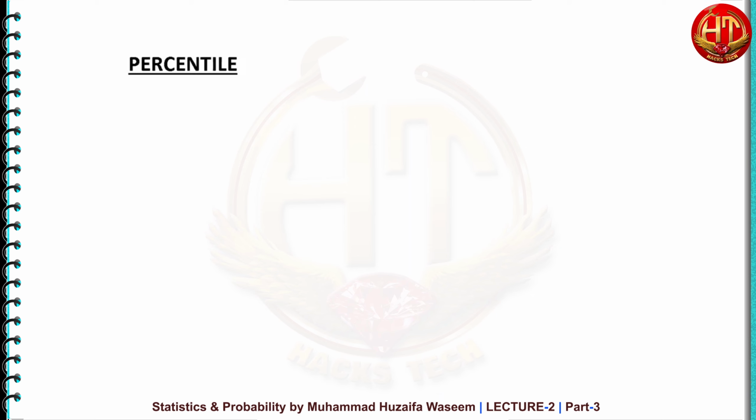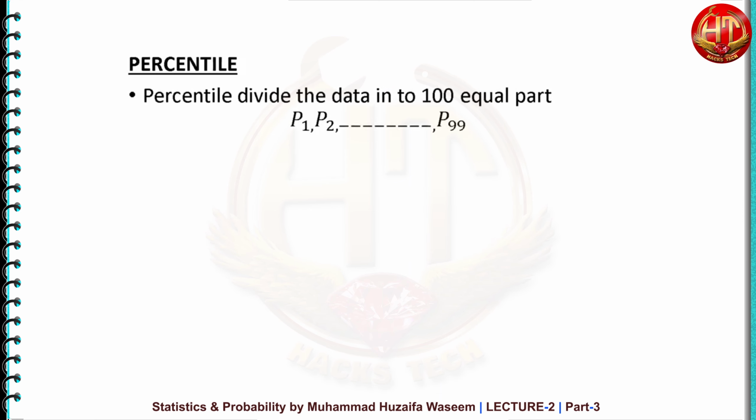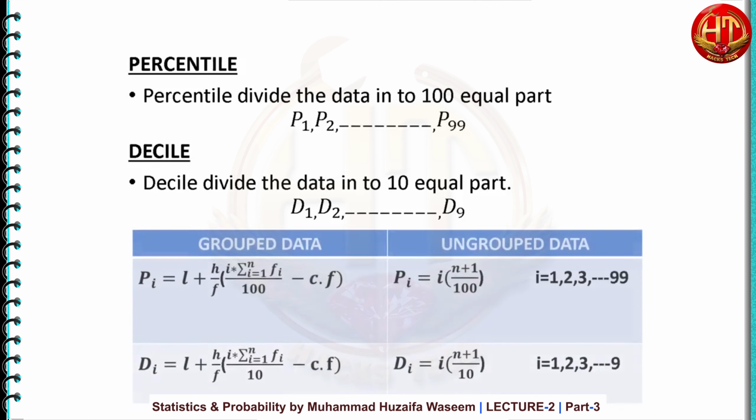Percentile. What is the meaning of percentile? Percentile means dividing the data into 100 equal parts. It means that you have to calculate the first percentile to the 99th percentile, 100 partitions, and i goes from 1 to 99. What is decile? Decile means dividing the data into 10 equal parts, which is D1 up to D9. You have to calculate deciles D1 up to D9.